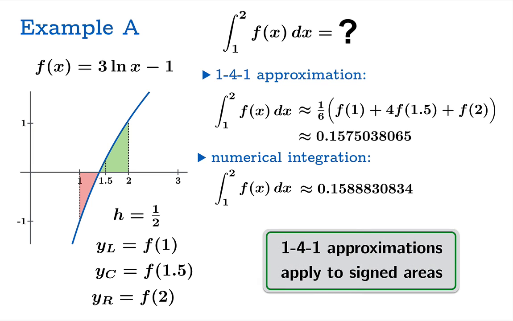But a bigger point is to notice that the 1-4-1 approximation is certainly legitimate to use to find signed areas. So when the function values are negative, this approximation method still works in the sense that it finds the best quadratic fit to the original curve.